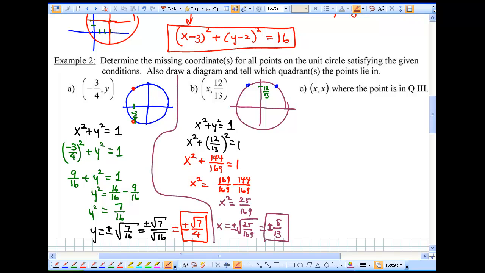Did you get plus or minus 5 over 13? I did. And I'm your teacher, so I'm right. There you go. Plus or minus 5/13.